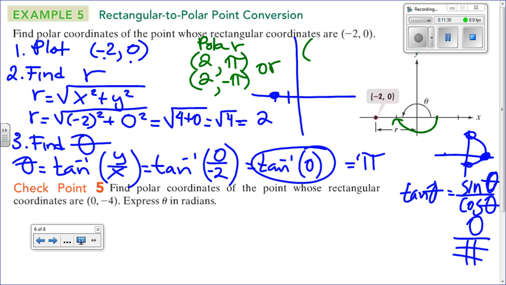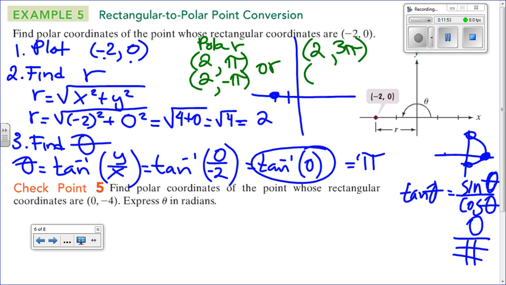Or, what else can we say? What if I told you that you could just keep adding a full circle? So what will be the next one? So infinite pi? Pi plus 2 pi? 3 pi. Yeah.